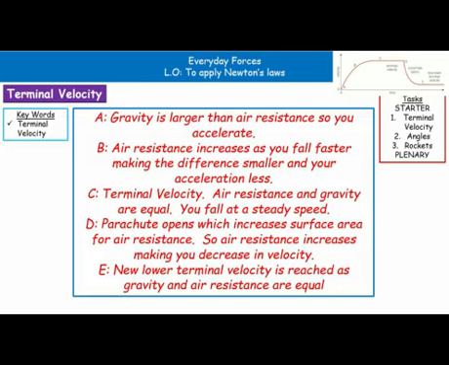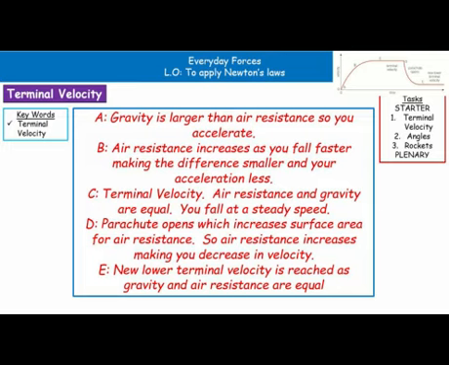Therefore, what we're going to see is the acceleration is going to start to decrease. So it's not going to be accelerating at the same rate at all, hence why we get that curve. Point C, where it's that horizontal line, tells us that the velocity remains constant over time, because remember, horizontal lines on a velocity time graph mean you're traveling at a steady speed. So what we've got there is terminal velocity. Air resistance and gravity are equal, so you are going to fall at that steady speed.